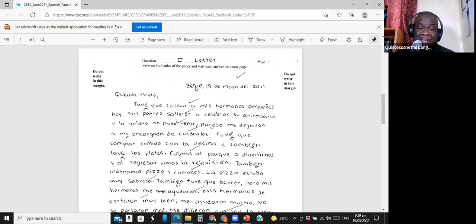The date. I want you all to take a look at this format and forget all you may have heard before. Forget all you may have heard before about the format for the date, and look at this format, pay attention to it, and memorize it. The address, comma, the date. The day, 19 de mayo del 2011. So if it is in Jamaica, Portmore, comma, 19 de marzo del 2022.